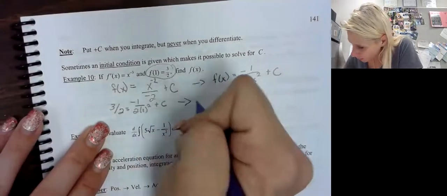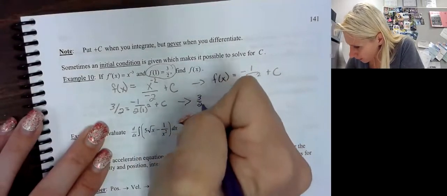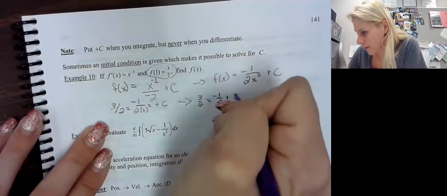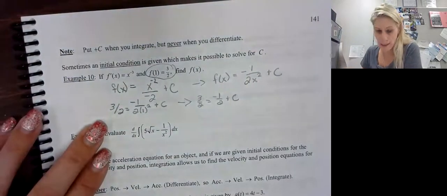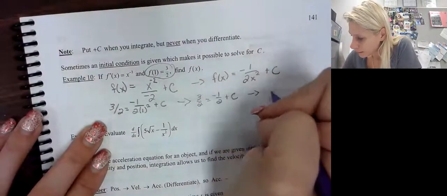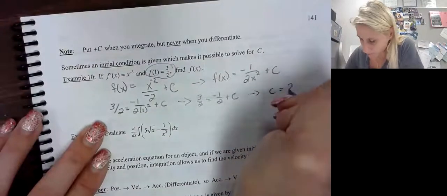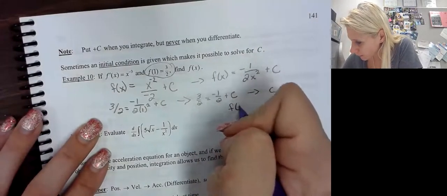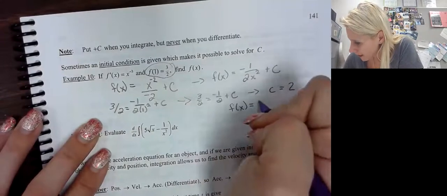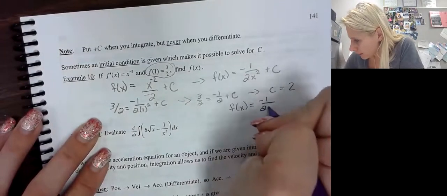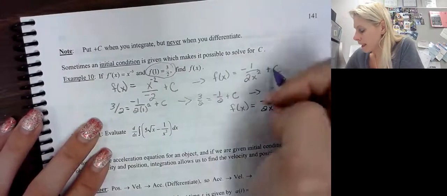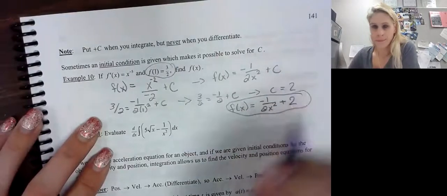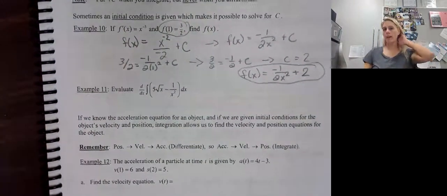So I get 3/2 equals -1/2 plus c. So I'm going to add 1/2 to both sides, which means c is 2. Now I can indicate that the actual function, the standard function that we started out with, is -1 over 2x squared. Now instead of saying plus c, I'm going to say plus 2. Great.